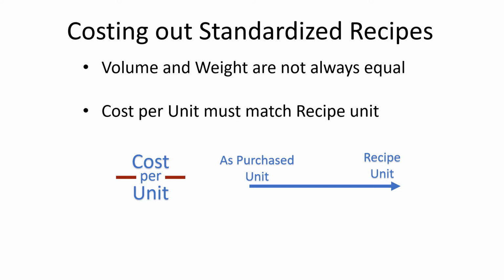Also, our cost per unit must match our recipe unit. So as we purchase something, like I said before, we buy a 50-pound bag of flour, but we're only using 2 pounds of that flour. And so we want to make sure that our units are matching so that we can easily convert our recipe and standardize it. So let's talk about the steps.